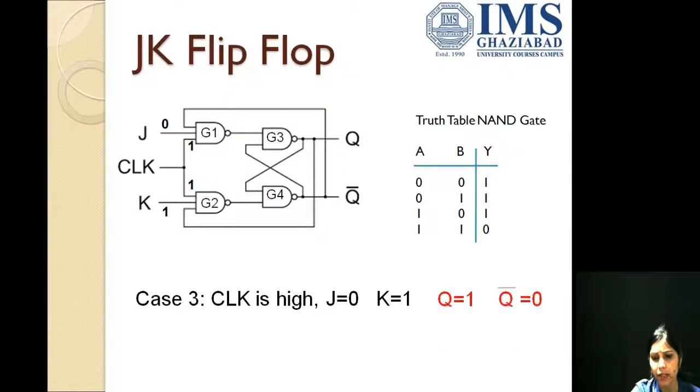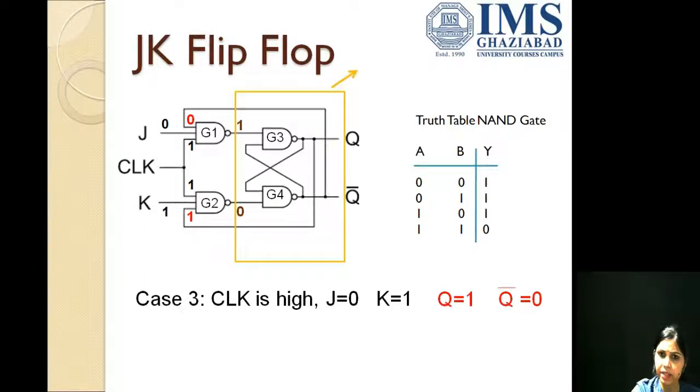Now let us reverse the case. Let Q be 1 and Q bar be 0. Previous outputs are reversed. Now according to these previous outputs, the input for G2 would be 1 1 1, and the input for G1 would be 0 0 1. Thus the output from G1 would be 1 according to our NAND gate truth table, and the output from G2 NAND gate would be 0 based on the truth table for NAND gate.